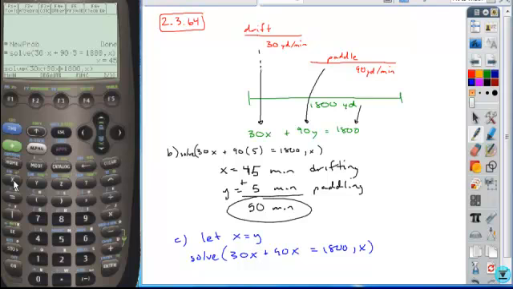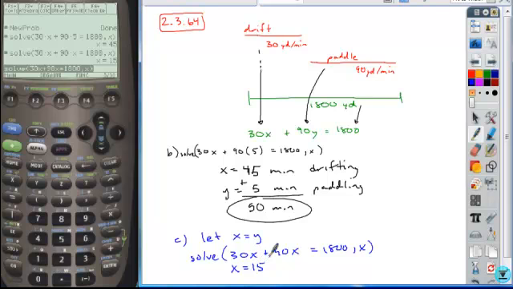Okay? And so when you solve for this, you get your x value to be 15. And once again, it asks you, what's the total trip time? So if x is 15, then y is also going to equal 15, which means the total trip is 15 plus 15. So 30 is going to be your total trip time.